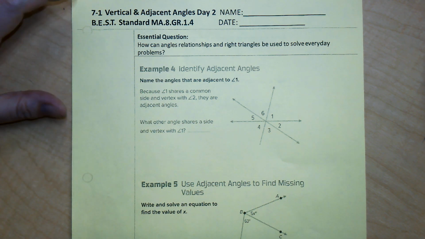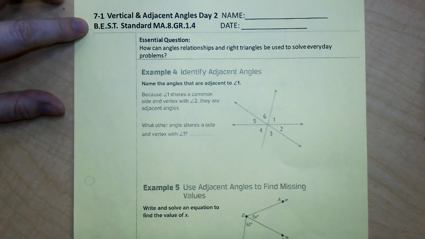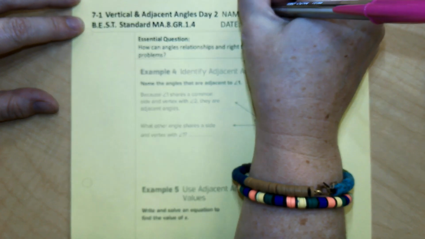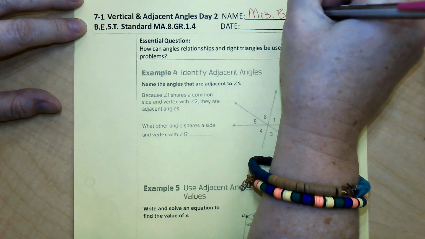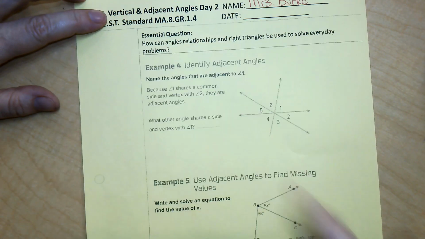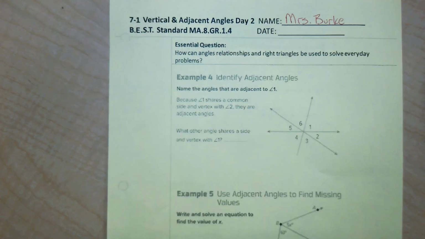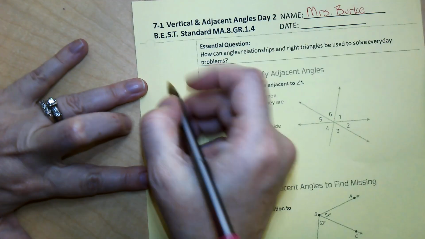All right, 7-1, day 2. Today we're going to talk about adjacent angles. Yesterday we did vertical angles, straight across from each other. This time we're going to deal with adjacent angles.